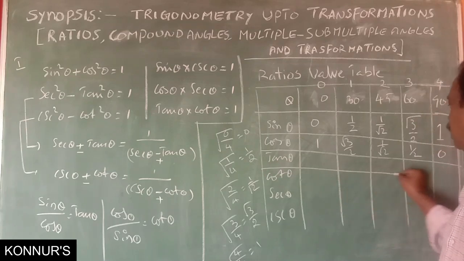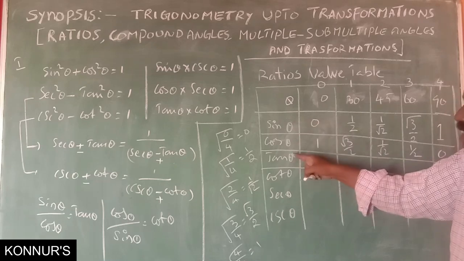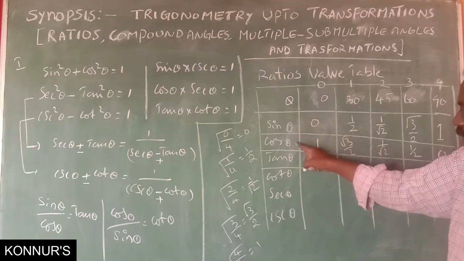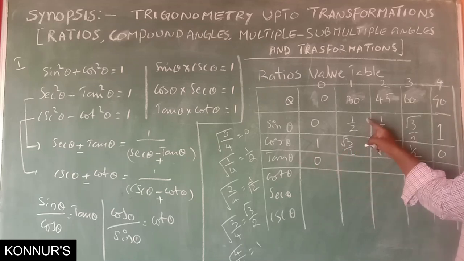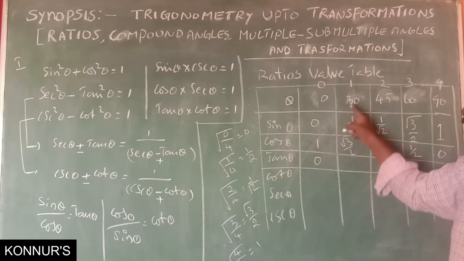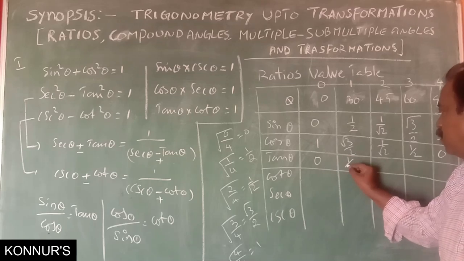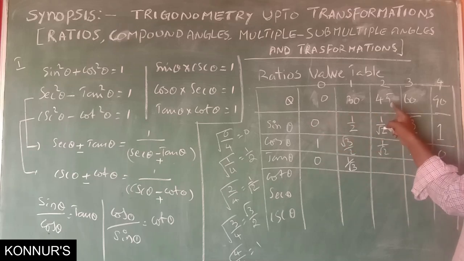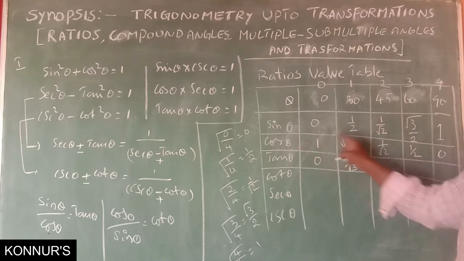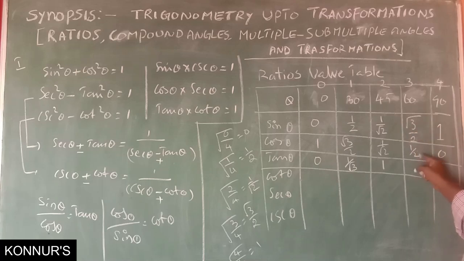In order to get tan, you see, tan theta is sin by cos. You agree? Sin by cos. 0 by 1 is 0. Here also, tan 30 means sin 30 by cos 30: 1 by 2 by root 3 by 2. 2, 2 cancels, 1 by root 3. Similarly, tan 45 means sin 45 by cos 45: 1 by root 2 by 1 by root 2, it is 1. Again, tan 60: root 3 by 2 by 1 by 2. 2 cancels, we get root 3.